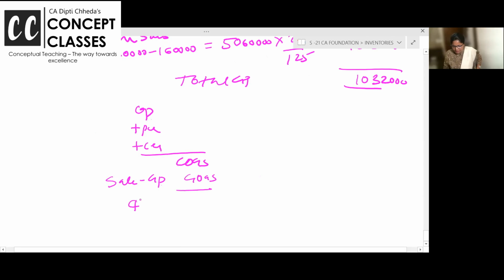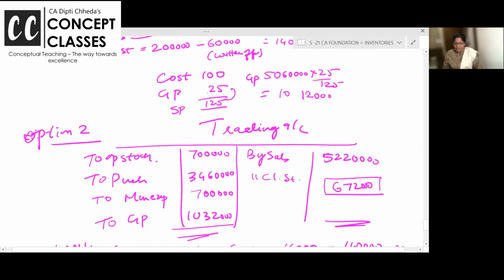Balancing figure will be your inventory. Opening stock plus purchase plus expenses minus sale at cost. Don't take the selling value; take sale minus the GP cost, so you get inventory. Okay? Very good that you are following everything.